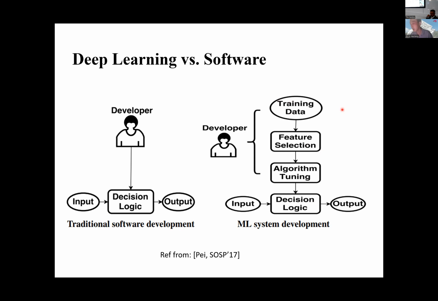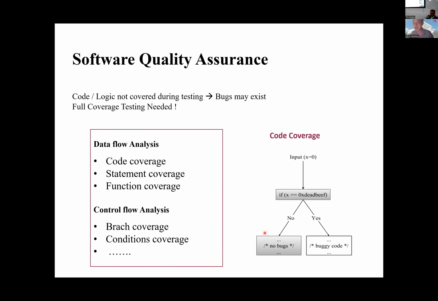So we have the training data, we can do the feature selection, but now we have the deep learning model. And then further, we can have the algorithm tuning. So now we have the decision logic. So maybe at a high level, the development of the software as well as the machine learning system could be similar. In the field of software engineering, we have the term software quality assurance, to make sure that the software, maybe developed by writing the code, is of high quality. So how do we do this?